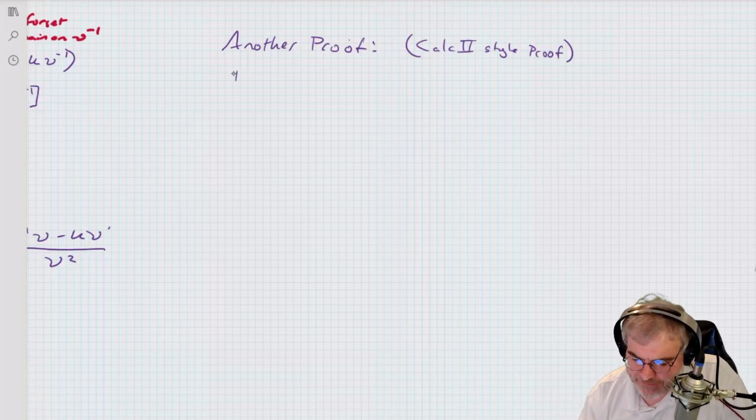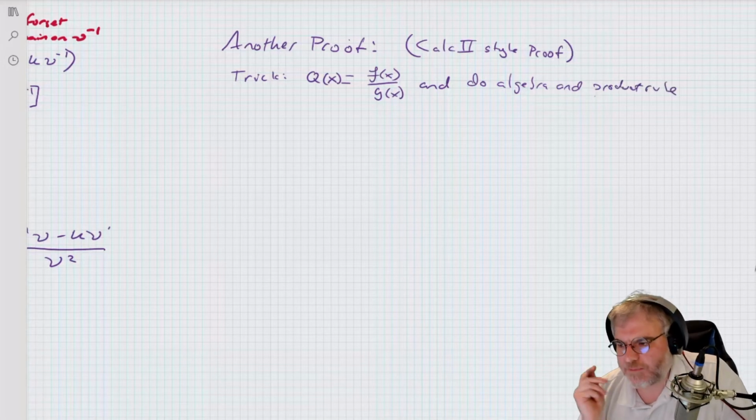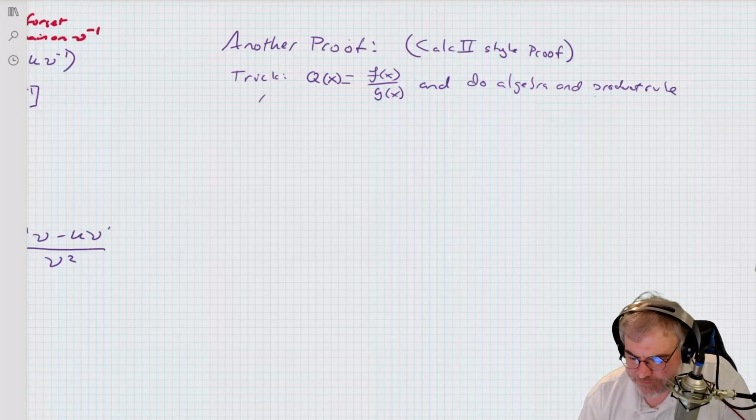But the trick is to let Q of x equal f of x over g of x, and do algebra and product rule. So what you do is you basically differentiate both sides, right? Or implicit differentiation.